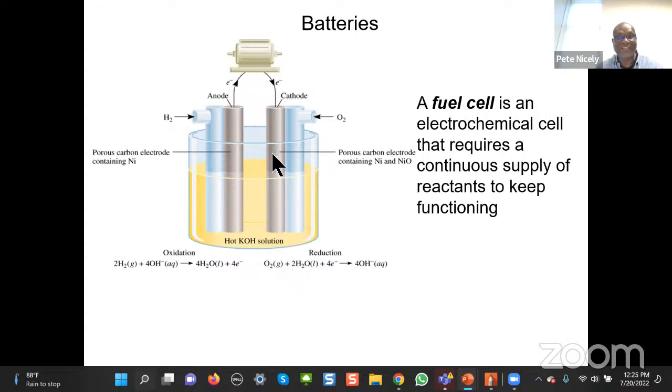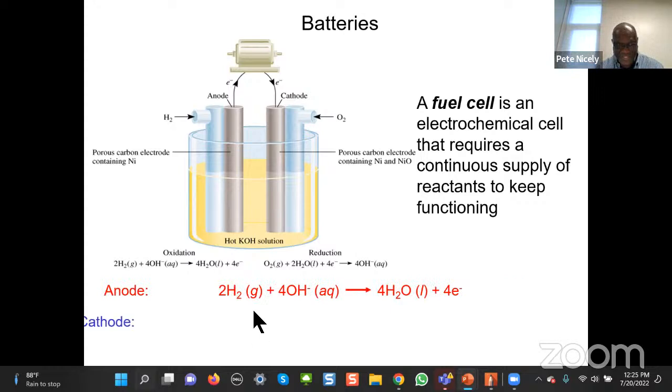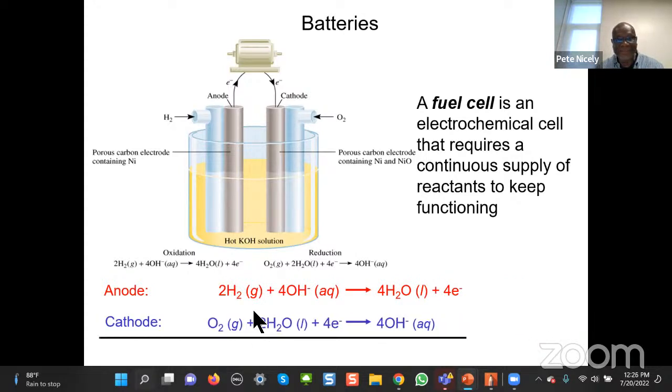The electrons will enter the cathode. And at the cathode, you're going to have the reaction between water, oxygen, plus the electrons to form the hydroxide ions, all right? So that's the oxidation reaction taking place at the anode. This is the reduction reaction taking place at the cathode. These are the two half equations here. And when you add them together, basically, you're going to get the combination of hydrogen and oxygen to form water.